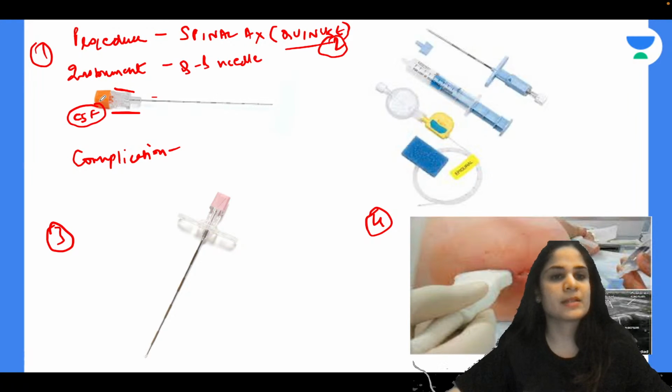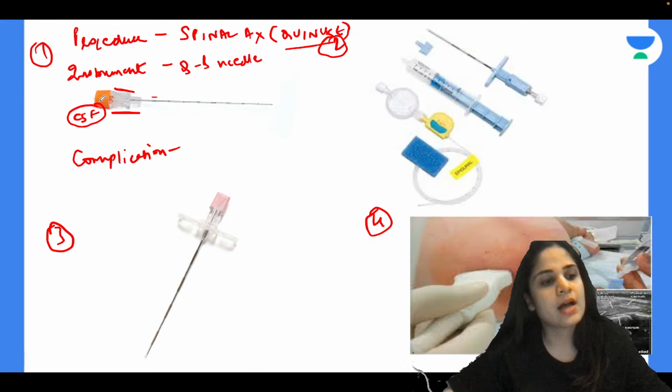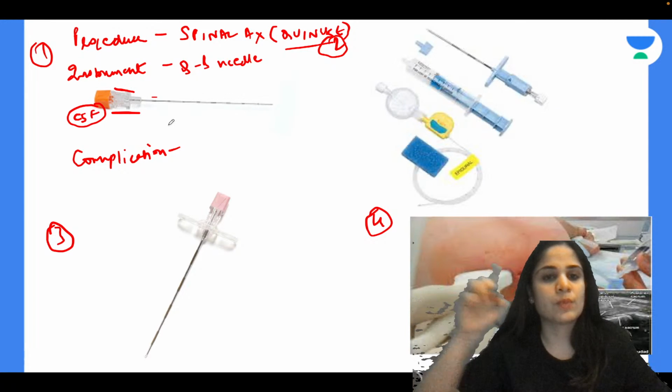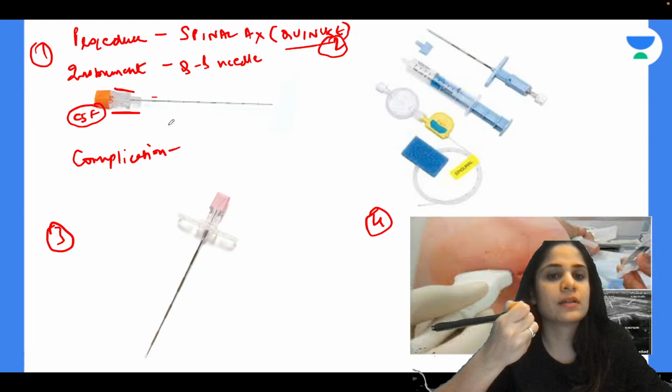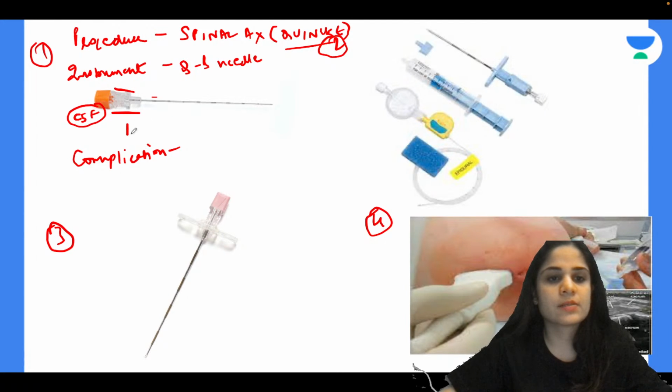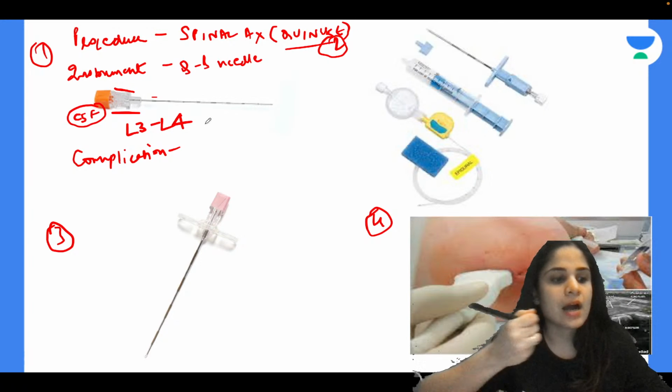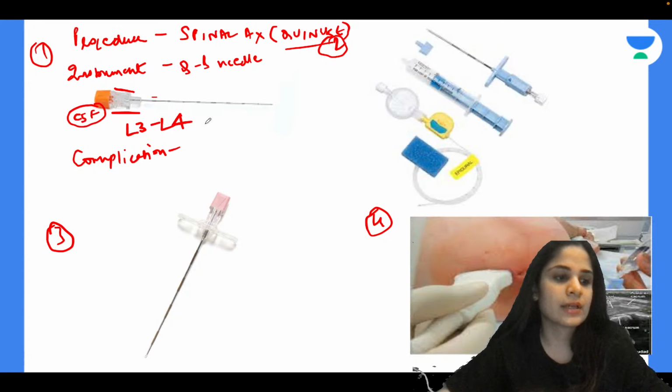Now the specific question that they always ask about spinal anesthesia is one single question: in which space do you insert the needle? We insert the spinal anesthesia needle in L3, L4 space, and how deep do you have to go? Can anyone tell me how deep do we have to go for spinal anesthesia?